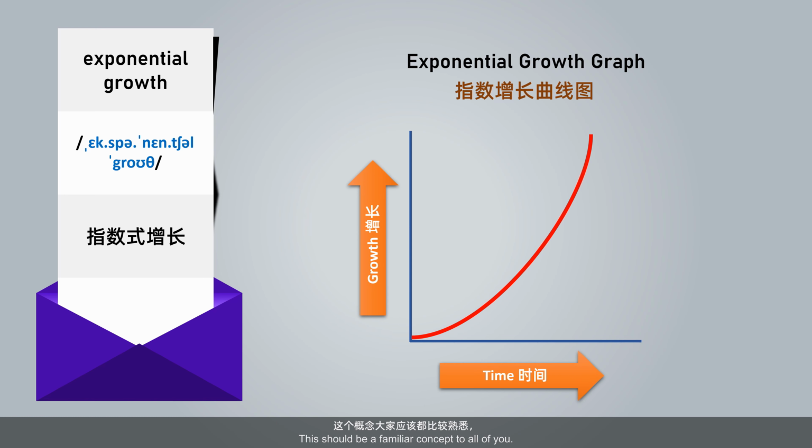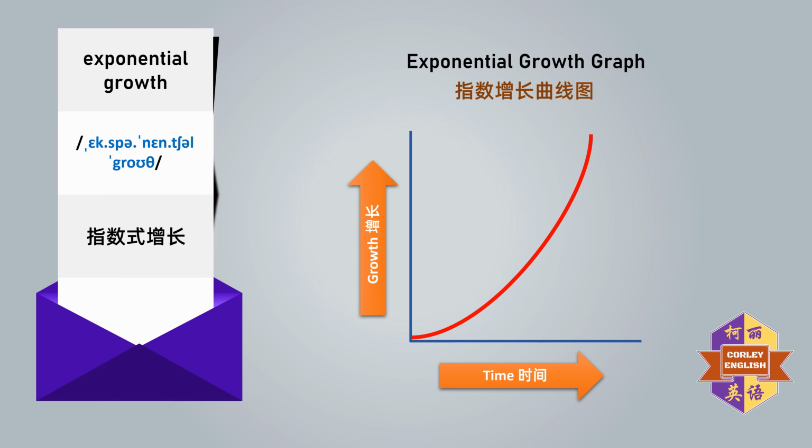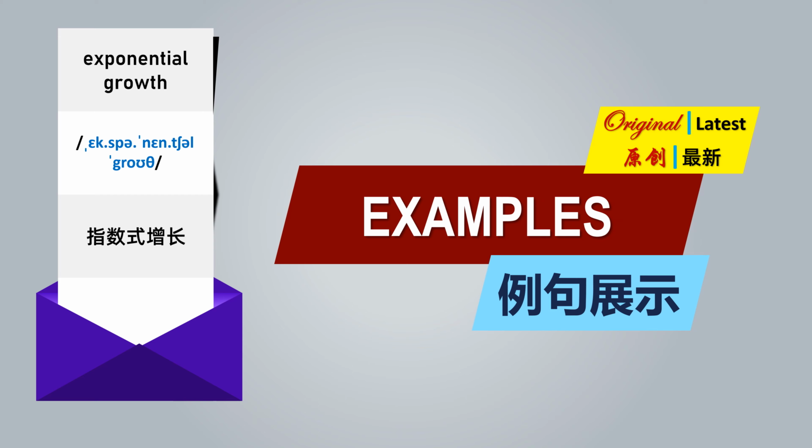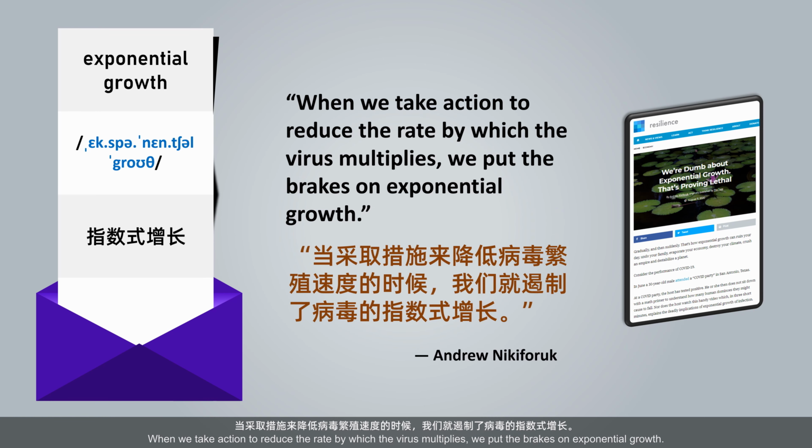An unchecked epidemic will usually follow an exponential curve, with a few cases ballooning into thousands or millions very rapidly. When we take action to reduce the rate by which the virus multiplies, we put the brakes on exponential growth.